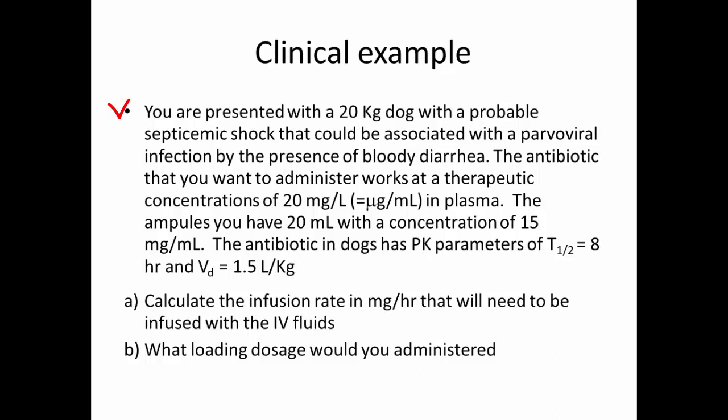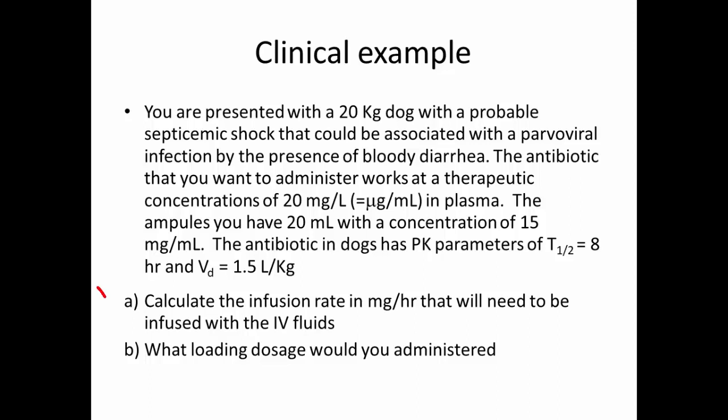Let's assume that you're presented with a 20 kilogram dog with a probable septicemic shock that could be associated with a parvoviral infection, given the presence of bloody diarrhea. The antibiotic that you want to administer works at a therapeutic concentration of 20 milligrams per liter in plasma, and you have ampules of 20 mils with a concentration of 15 milligrams per mil. For this antibiotic, the pharmacokinetic parameters that the formulary tells you are a half-life of 8 hours and a volume of distribution of 1.5 liters per kilogram.